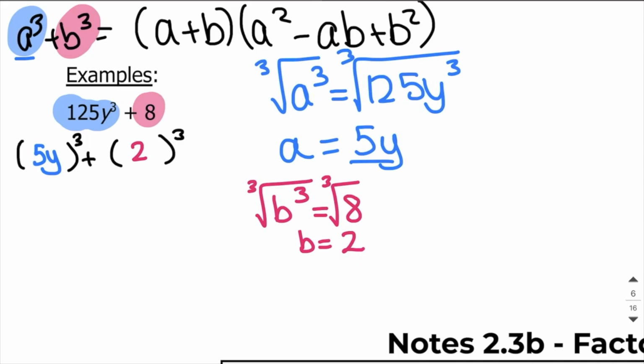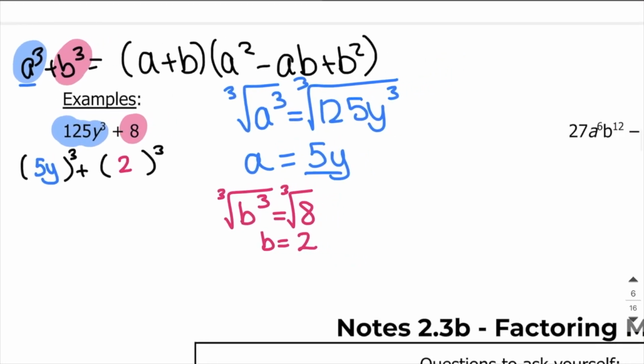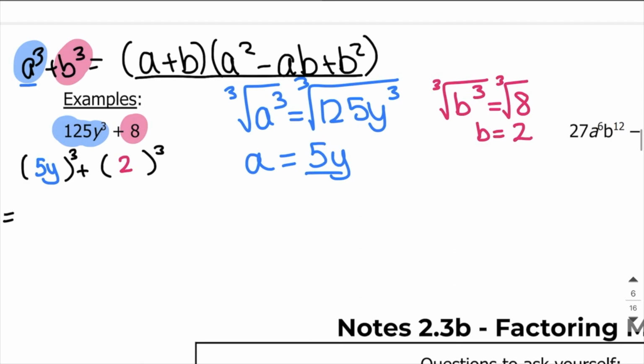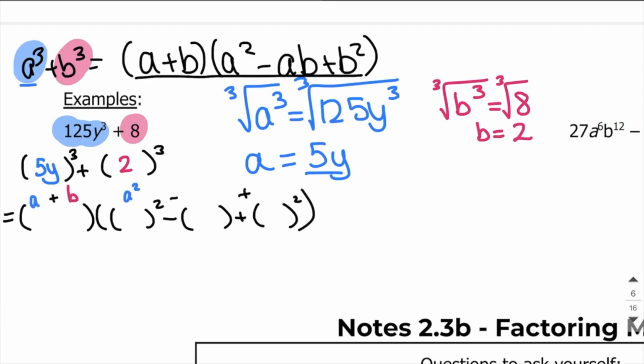Okay, so now if you remember right here, the factored form looks like this. So it is going to be, just move this over here. Sorry, I know you can't do that on your paper. Just try to squeeze it in. So right here, I'm going to write this out as a plus b times a squared minus ab plus b squared. So again, this would be a plus b multiplied by a squared minus ab plus b squared.